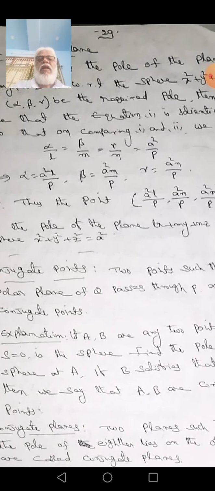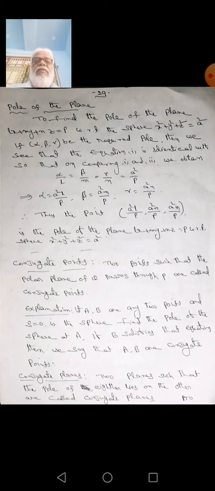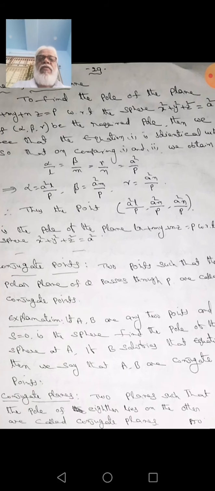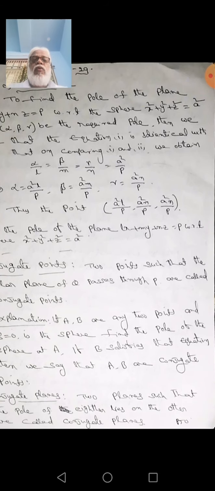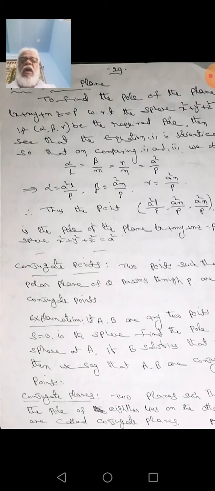If alpha, beta, gamma be the required pole, then we see that the equation number 1 is identified with equation 2. On comparing 1 and 2, we obtain alpha by L is equal to beta by M is equal to gamma by N is equal to a square by P. Alpha is equal to a square L by P, beta is equal to a square M by P, gamma is equal to a square N by P.